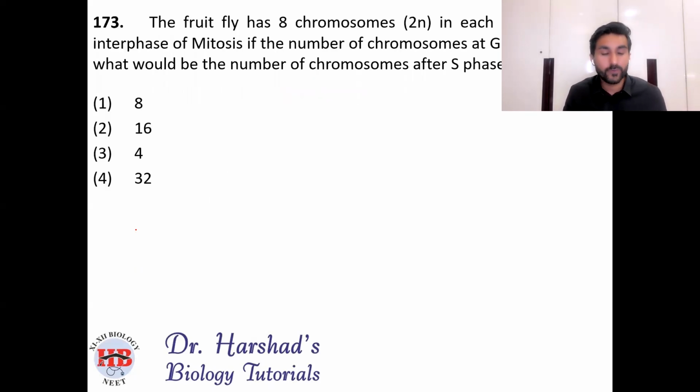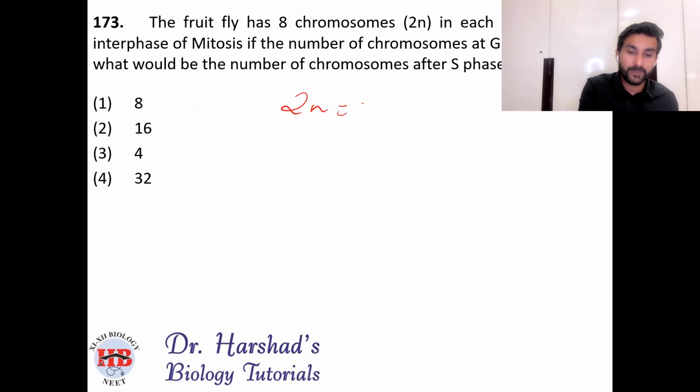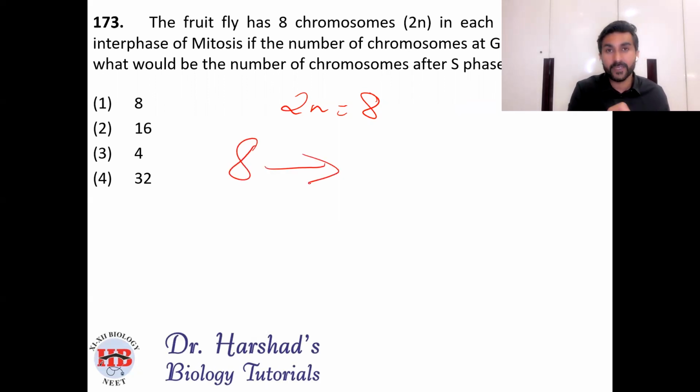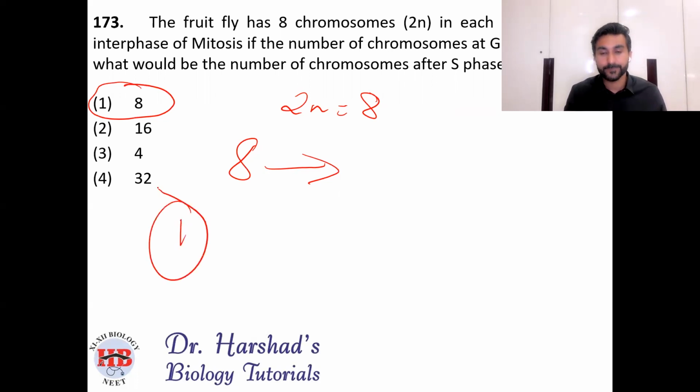The fruit fly has 8 chromosomes in each cell. That means they have said the diploid number is 8. During interphase of mitosis, if the number of chromosomes at G1 is 8, what would be the number of chromosomes in S phase? Now, mind you, even if the G1 chromosome count is 8, during S phase the DNA undergoes replication, but the chromosome count remains the same. The only difference is because of DNA replication, every chromosome now has 2 arms. So always remember, after S phase, the chromosome count does not change. It remains the same. So our answer would be 8, which is option number 1.